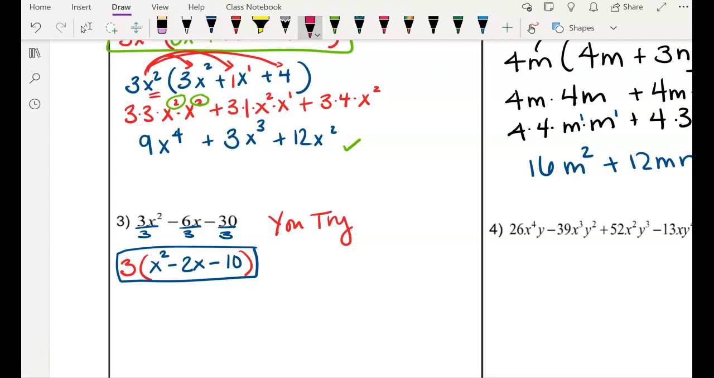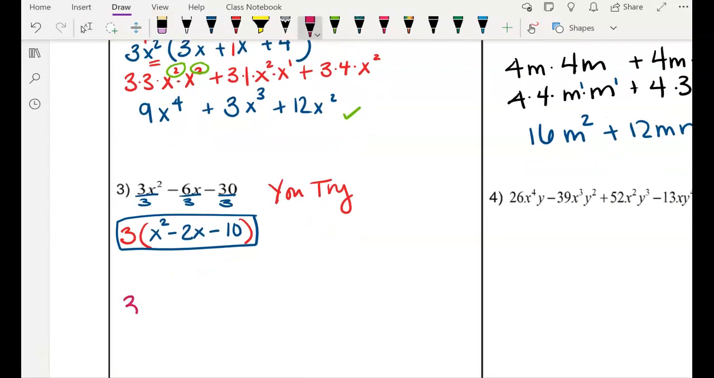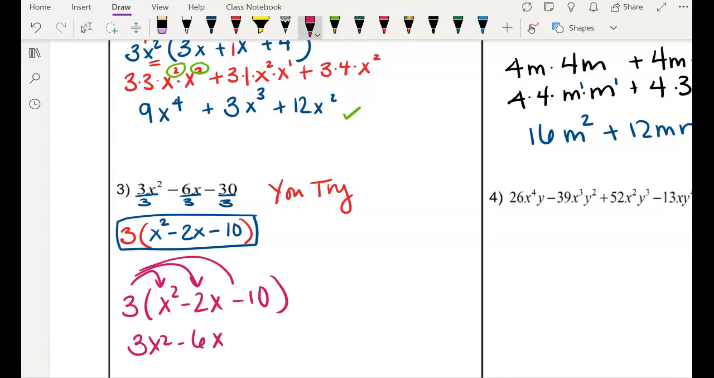Now, when we FOIL this back, we're going to write 3 times x squared minus 2x minus 10, okay? Distribute that out. That will give us 3x squared. Distribute that out. 3 times negative 2x is negative 6x. 3 times negative 10 is going to be negative 30.